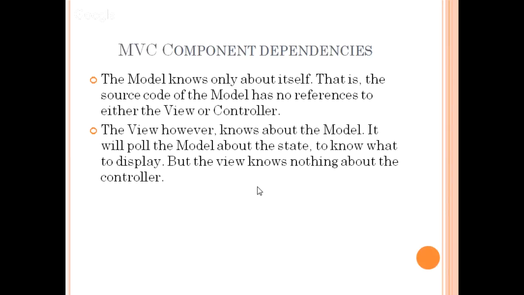The view, however, knows about the model. It polls the model about the current state to know what to display. So the view reacts and communicates to the model via the controller. What this is saying is that the view displays what the user is seeing on the screen, but the view knows nothing about the controller.